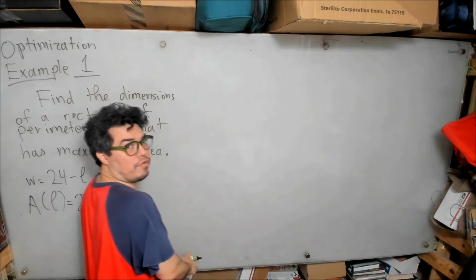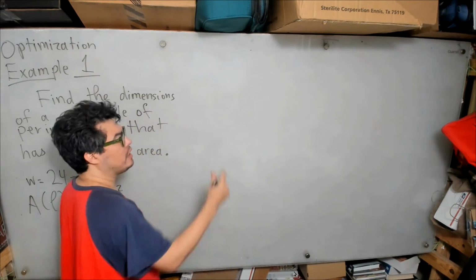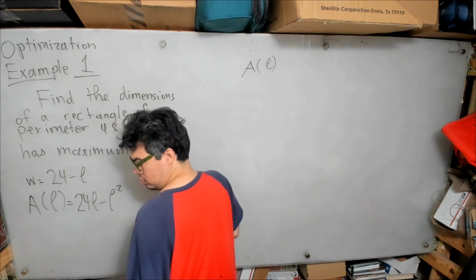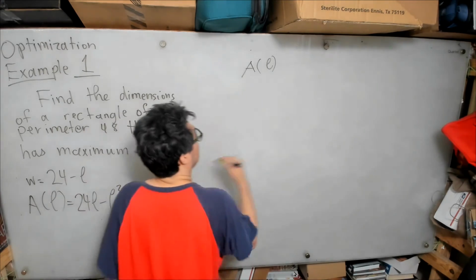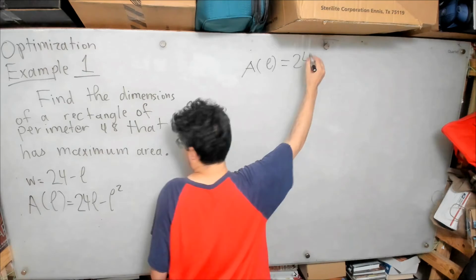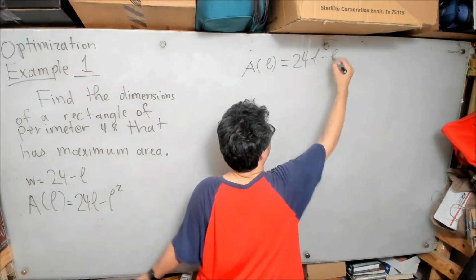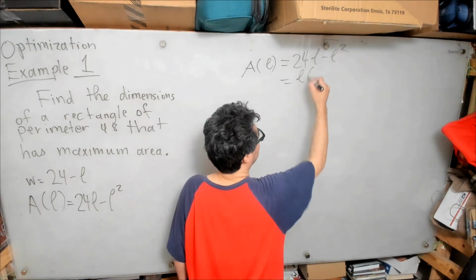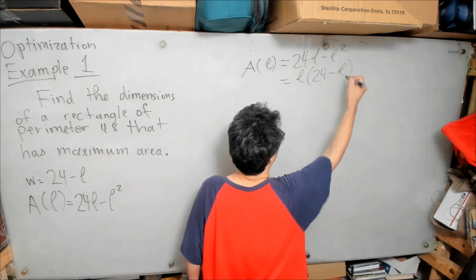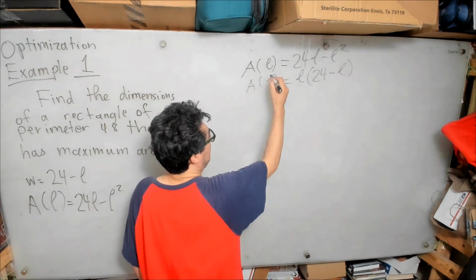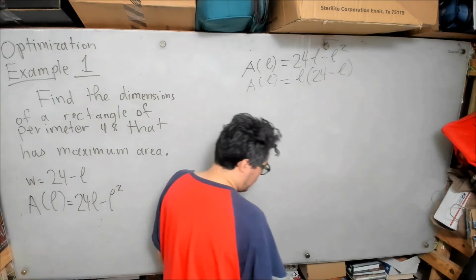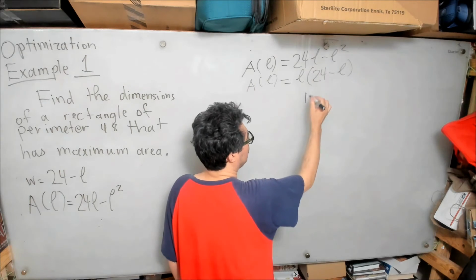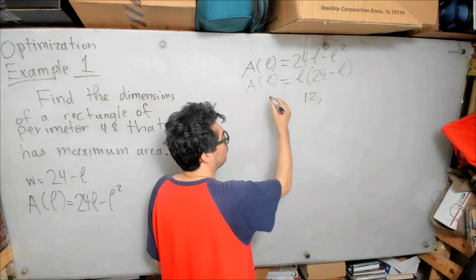Now, of course, we already solved the problem and everything, okay? But I want to take a brief moment to talk a little bit about this A of L function, the 24L minus L squared. Now, if you factor out the L, you get L times 24 minus L, right? And we already know that the vertex has x value 12, or L value 12, and if you remember, this is the area function.